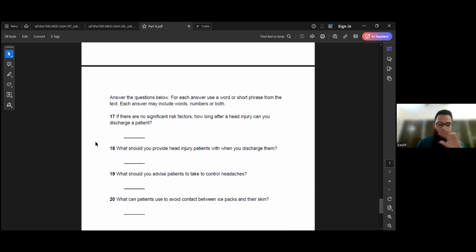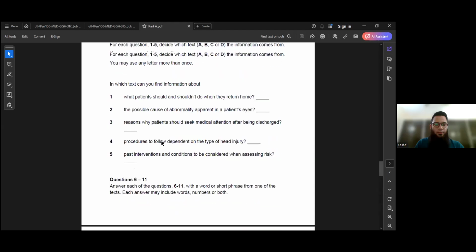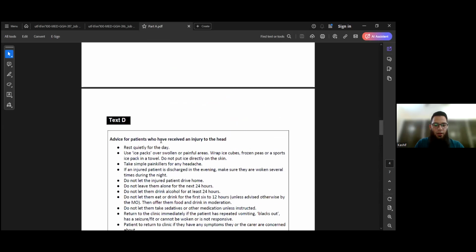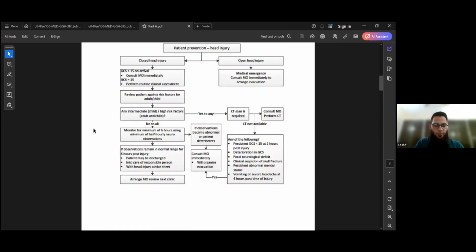Write it. Now, last four questions. If there are no significant risk factors, how long after a head injury can you discharge the patient? If you want me to scroll up for this, I will. If you do not want me to, I will just keep it here. Okay. Yes, sir, scroll up. Okay, I will go up. The answer is given here in the text B. I will save your time. Go here.